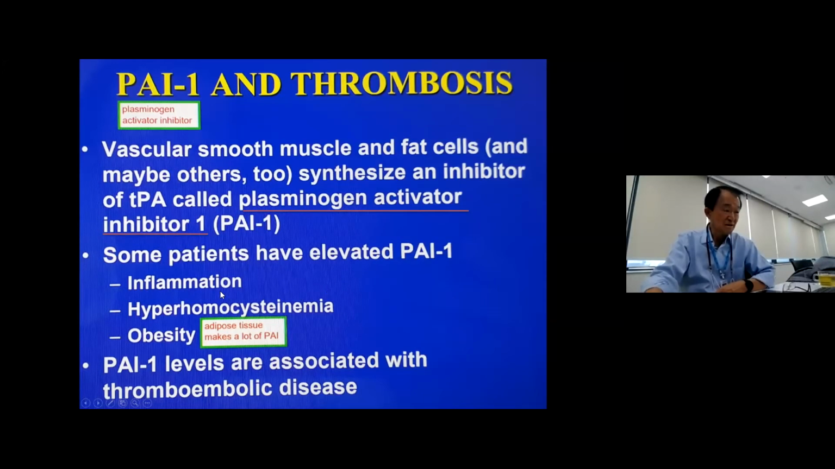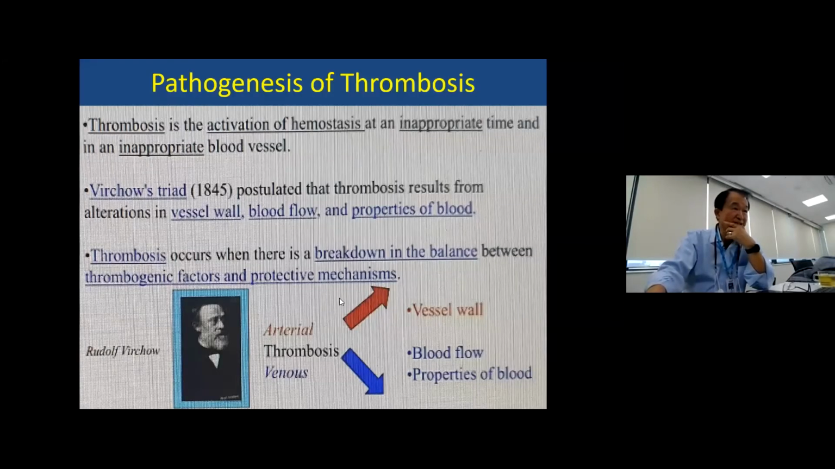So again, inflammation, obesity, and some congenital hyperhomocysteine. So we can check homocysteine level in the blood. So those are high risk for thromboembolic disease.